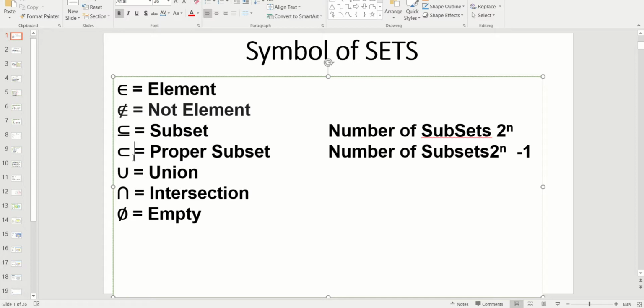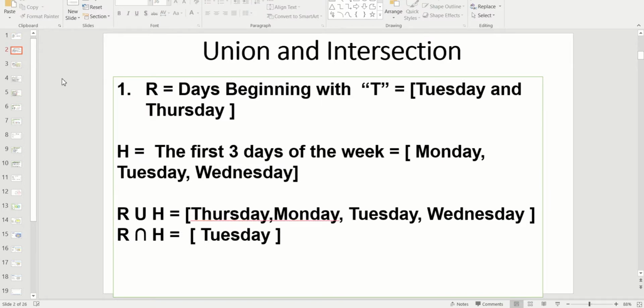Alhamdulillah, the majority of you have already understood it completely. Union and intersection is basically a combination. You can say union is a combination, while intersection is a similarity between the two sets that we are talking about.